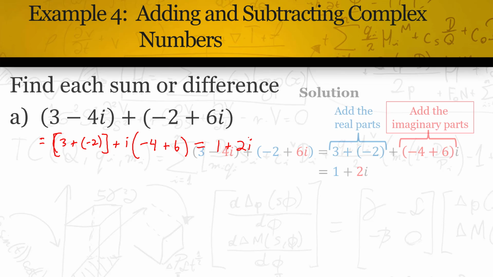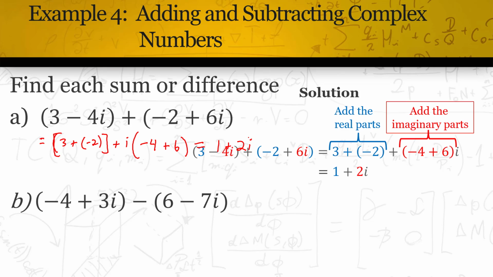Okay, what about the next one? Well, oh, there's the solutions. I forgot about those. Well, here's the next one. And once again, for this one, we are going to subtract the real parts and then subtract the imaginary parts. So we are going to have negative 4 minus 6, that's our real part, plus i, and then it's going to be 3 minus a negative 7.